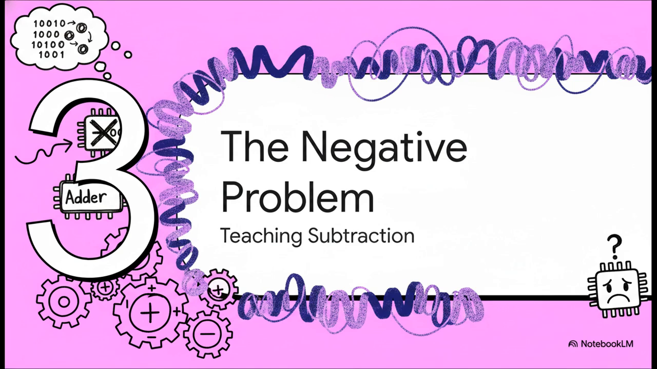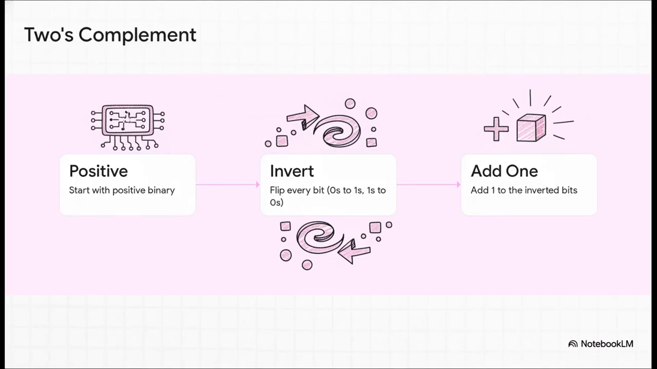All right, Section 3, the negative problem, teaching a computer to subtract. Okay, so we've learned how to add, but how on earth do we represent negative numbers without building entirely new, super expensive subtraction circuits into our machine?